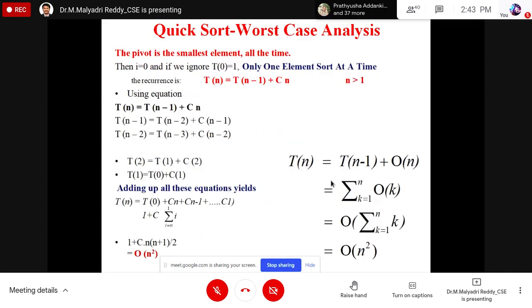If you take this one, it can be solved using the substitution method. The total time complexity is n minus 1 elements plus the splitting element, only one element. Again the same process repeats, like this: 0, 1, 2, 3 up to n into n plus 1 by 2, which is equal to order of n square. This is the worst case time complexity of quicksort.